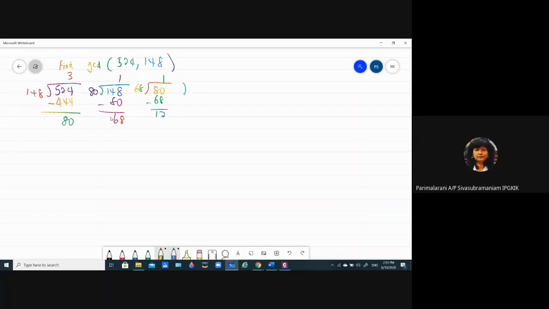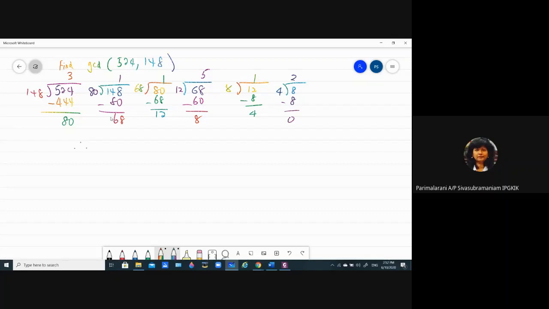Still not 0 yet. So what goes inside here? 68 divided by 12. 12 times 5 is 60. Okay, balance 8. So now 12 divided by 8. 1, 8, remainder 4. So now 8 divided by 4 is 2. Okay, so we have reached 0.